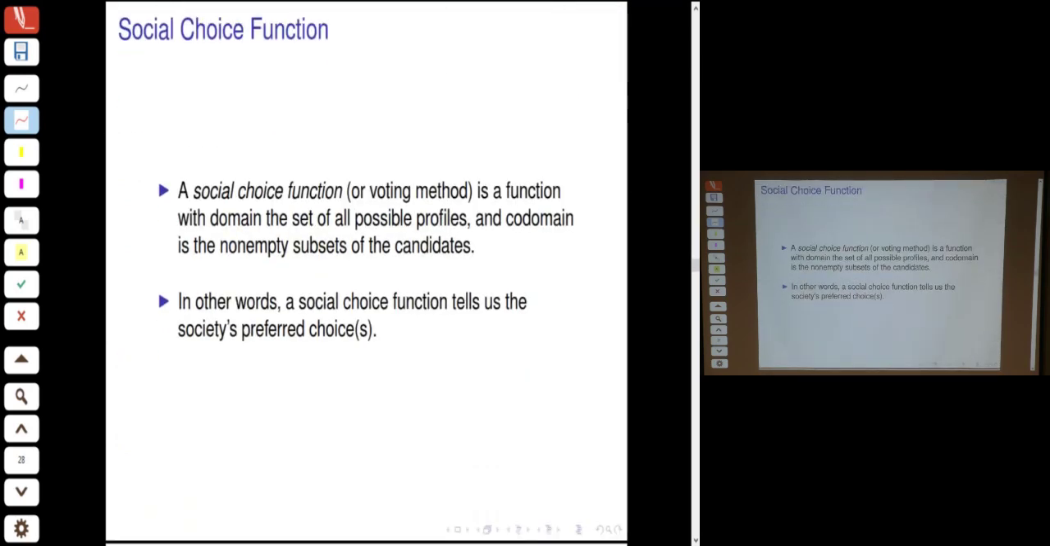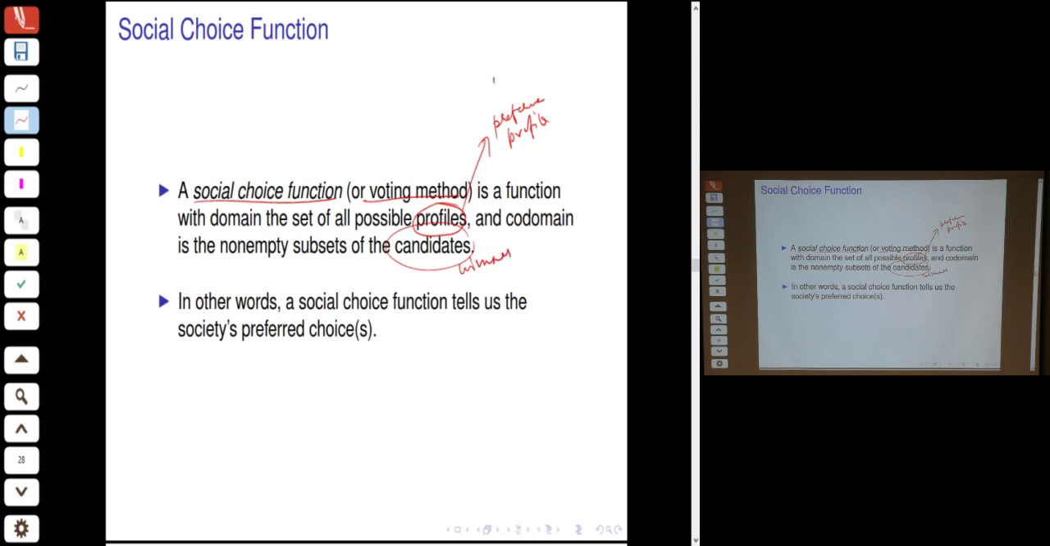The social choice function. So, a social choice function or voting method is a function with domain the set of all possible profiles, and a codomain the non-empty subset. Basically, a social choice function or a voting method is a function which takes as input a profile, a preference profile of votes. So, you can think of this as a preference profile, and outputs a winner.